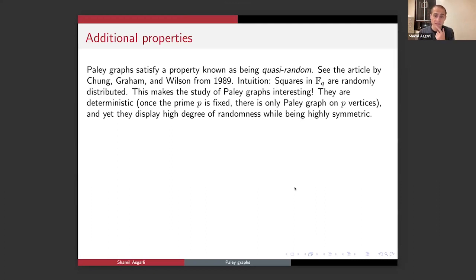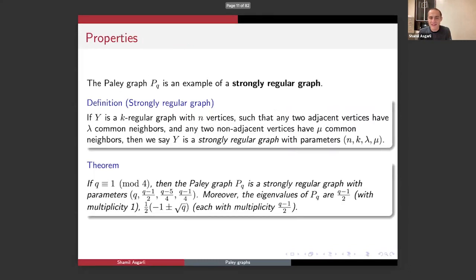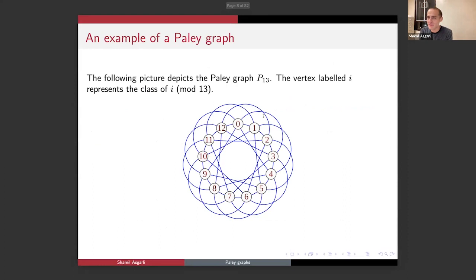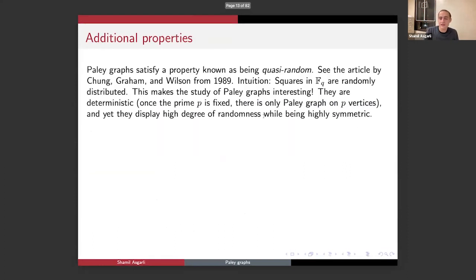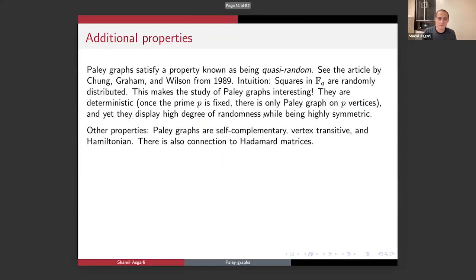Why? Well, because they're deterministic for sure. That is, once you fix a prime, then there's only one Paley graph on p vertices. There's no choice to make. But despite being deterministic, they display a high degree of randomness. And at the same time, they are highly symmetric. I mean, somehow they're fulfilling so many roles all at once. They're random, they're deterministic, and yet they're highly symmetric. This is why Paley graphs are really an amazing source of graphs to study.